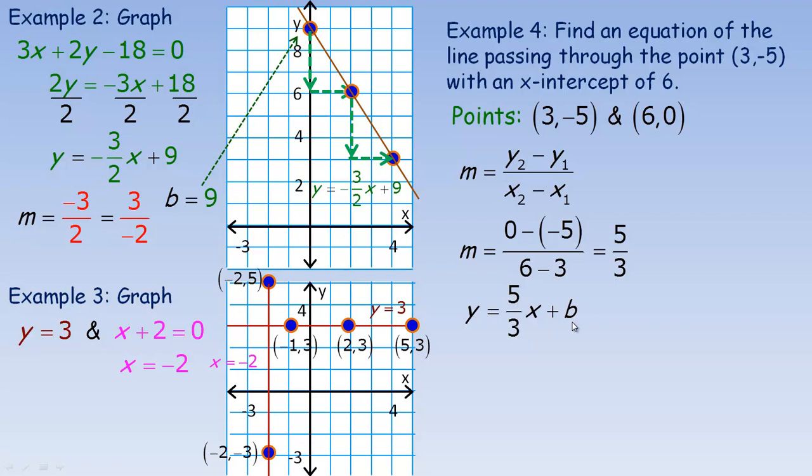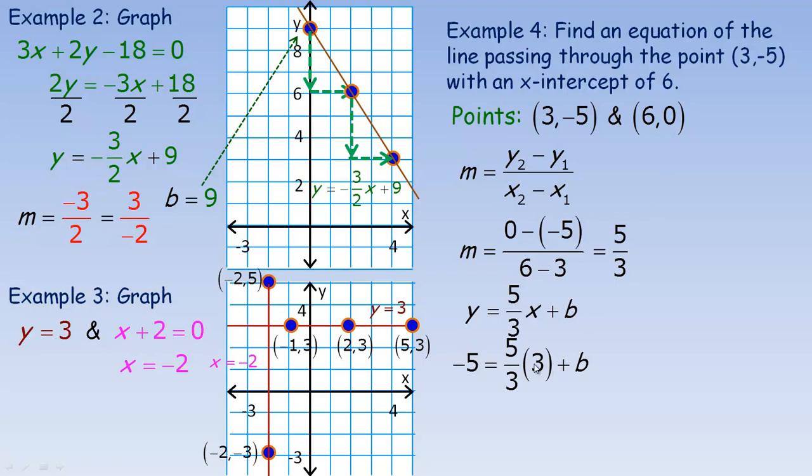And so now I need to find the y-intercept. I'm going to use a point to find that. So I'm going to substitute the (3, -5) point in. So -5 is the y, so I'm going to put -5 here, and 3 is the x. I could have used the (6, 0), wouldn't matter. It'll give you the same y-intercept. So I just chose the first point.